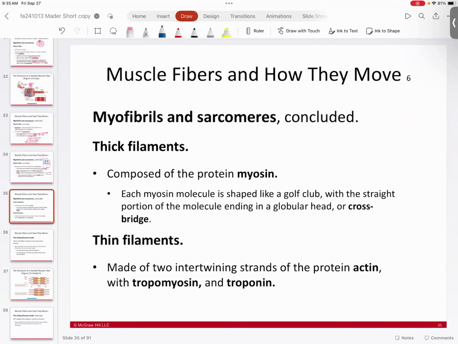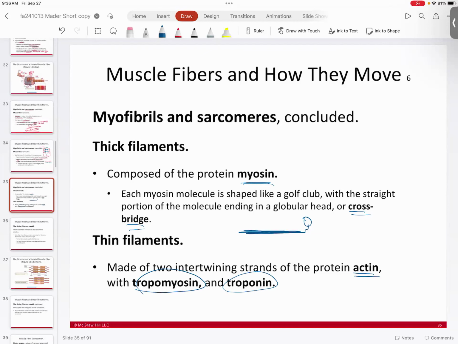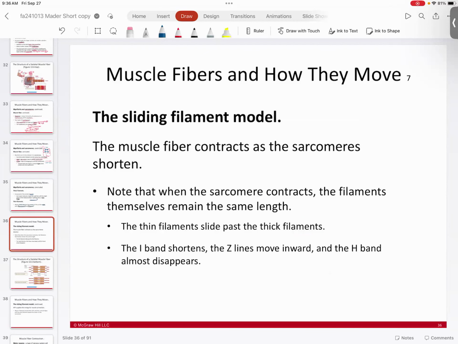So basically, the thick filaments are made of myosin, and they have this structure where they have a club-like shaft or rod, and then they have a little hinge, and then they have a little head, and the head makes contact with the actin and creates what's called a cross bridge. The thin filaments, however, are made of actin, but there are other proteins in there as well. There's a rope-like protein called tropomyosin, and then another protein called troponin with several different types of binding spots.